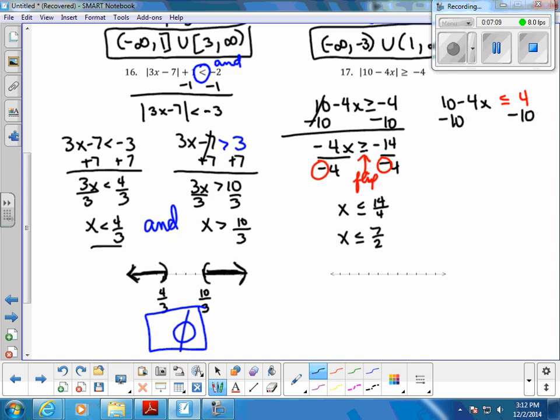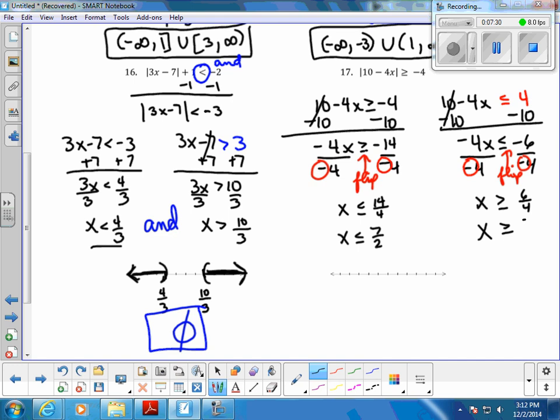Over here, I'm going to subtract 10. Once again, we divide both sides by negative. When we do this, it requires us to flip. And we would get x greater than or equal to 6/4, which reduces to 3 over 2 when we divide a 2 out of both of them. So I'm going to have 3 over 2, and I'm going to have a 7 over 2, not to scale on that graph, but in respect to each other.